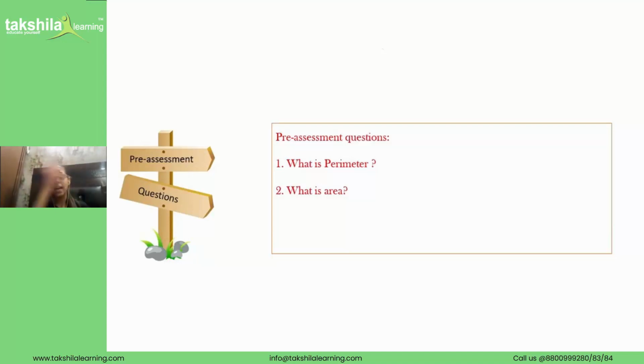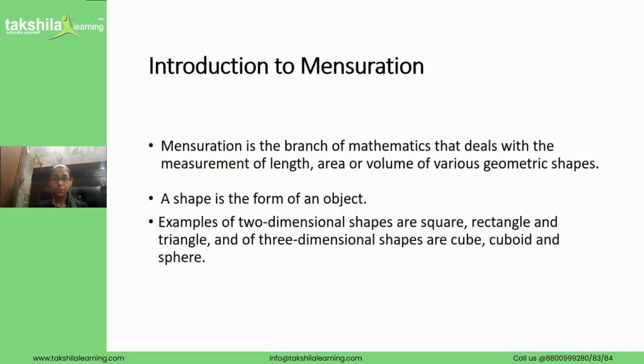Alright, now let's read what is mensuration. Mensuration is a branch of mathematics that deals with the measurement of length, area and volume of various geometrical shapes. So in the entire unit of mensuration, you will get to know about length, area and also volume of various shapes, about square, rectangle, circle, triangle and even more shapes.